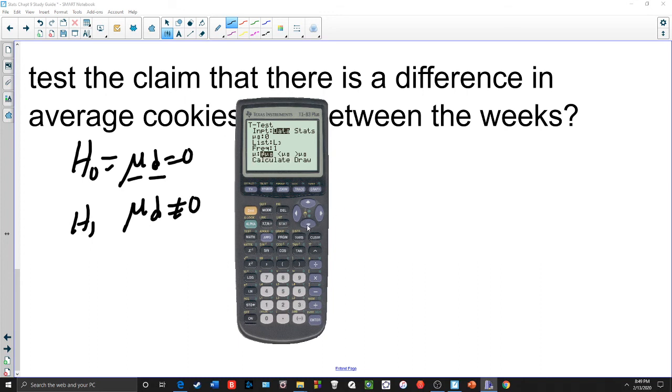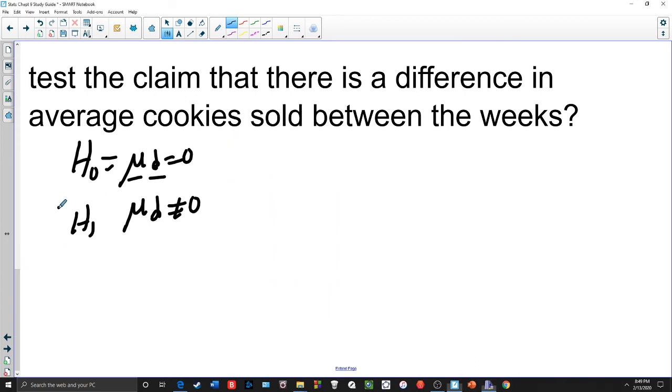And in this case here, we're going to calculate. Again, we're claiming that there is a difference, so I should put a C right there. Because if there is a difference, that means the difference is definitely not 0. The difference would be 1 or 2 or -5 or something like that.